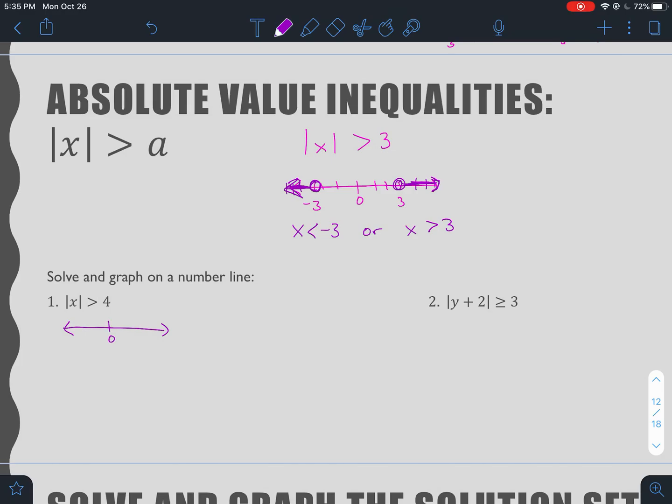So if I want the absolute value of x to be greater than 4 on a number line, then that means it has to be more than 4 away from 0. So to be more than 4 away from 0, I need to be at like 5 or 6 or 7, or I need to be at negative 5 or negative 6 or negative 7. So I need x to be less than negative 4, or I need x to be greater than positive 4. And so those would be my two different expressions for that one.